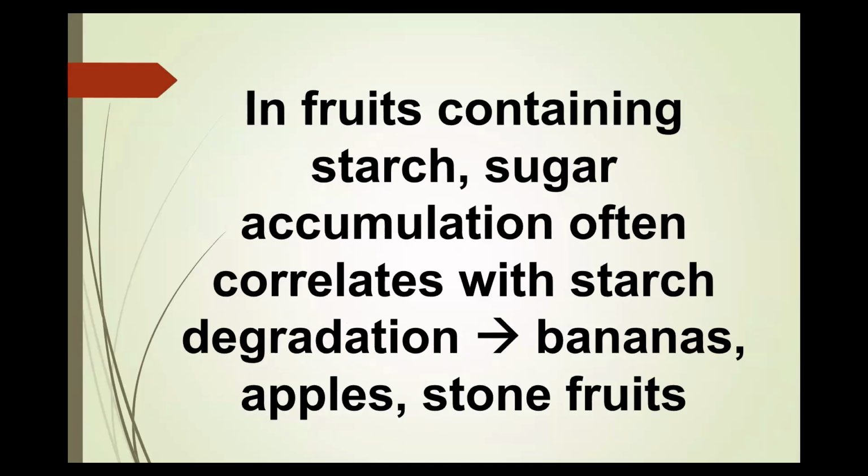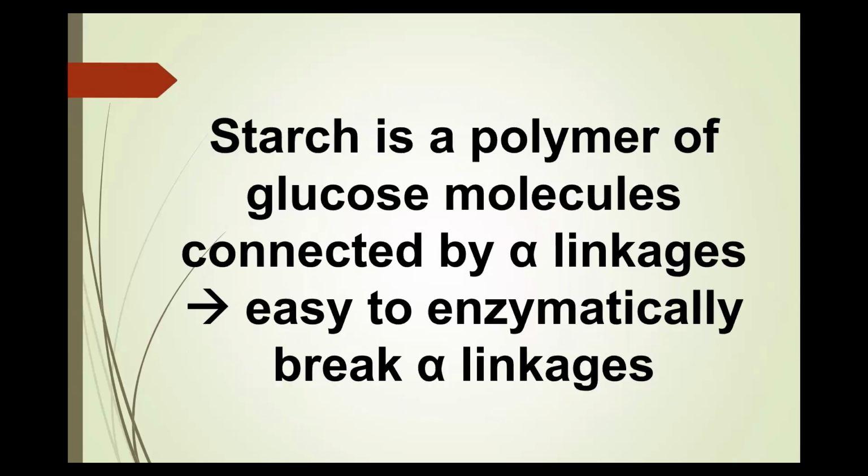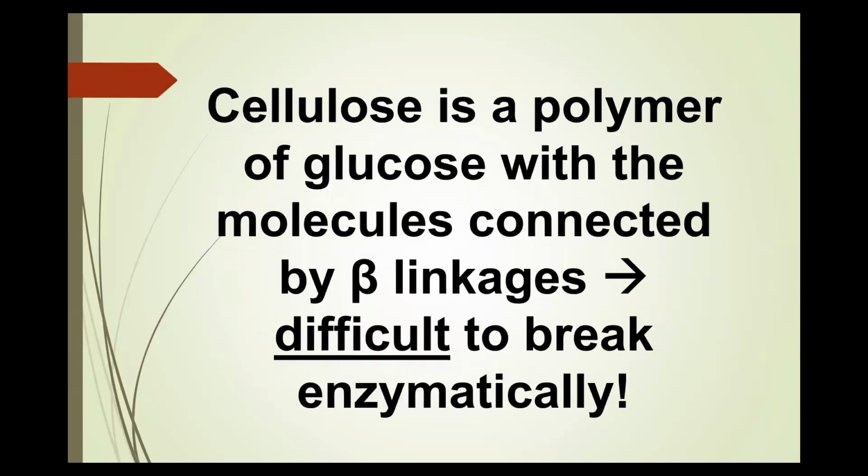In fruits containing starch, sugar accumulation often correlates with starch degradation. Think of bananas, apples, and stone fruit. Starch is a polymer of glucose molecules connected by alpha linkages. Alpha linkages are easy to break enzymatically. Cellulose is also a polymer of glucose, but unlike starch, the molecules are connected by beta linkages, and these linkages are very difficult to break enzymatically.